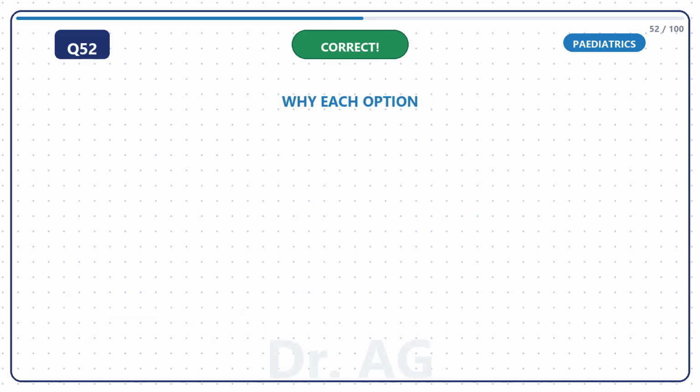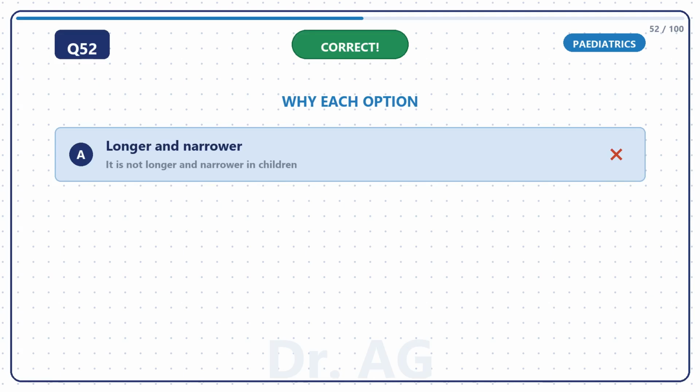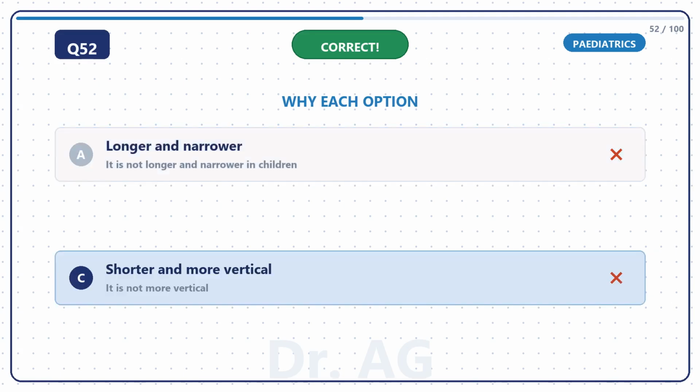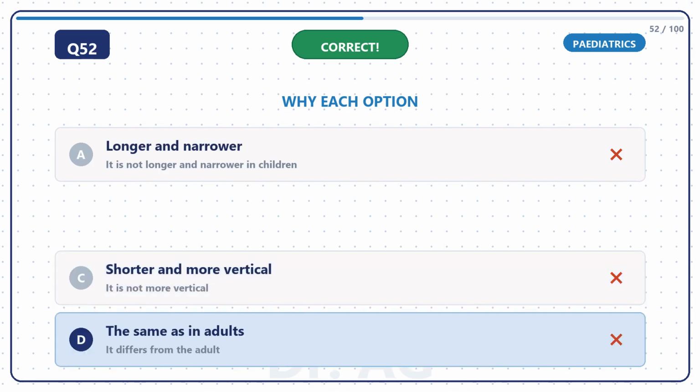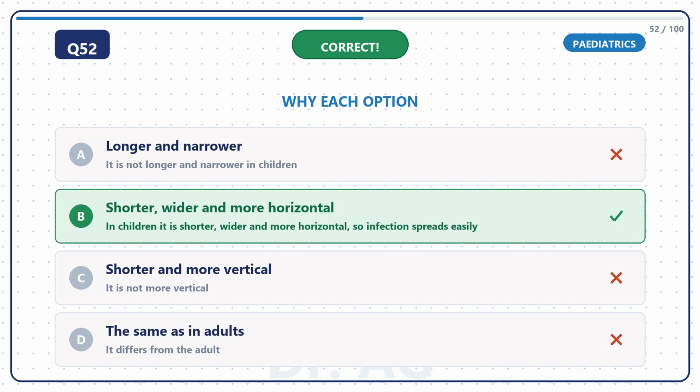Let's go through the options. Longer and narrower. It is not longer and narrower in children. Shorter and more vertical. It is not more vertical. The same as in adults. It differs from the adult. And the correct answer is shorter, wider and more horizontal. In children it is shorter, wider and more horizontal, so infection spreads easily. So, the right answer is option B, shorter, wider and more horizontal.